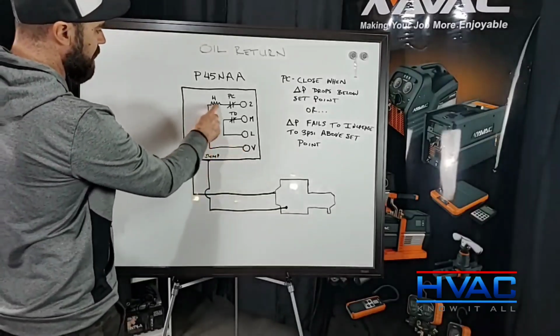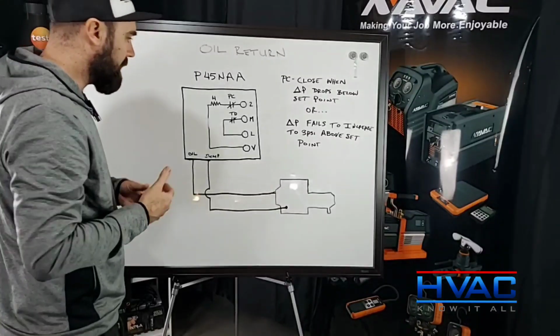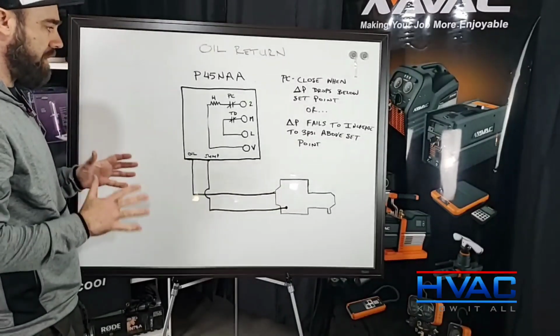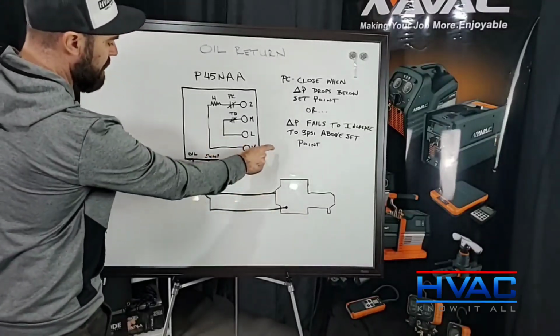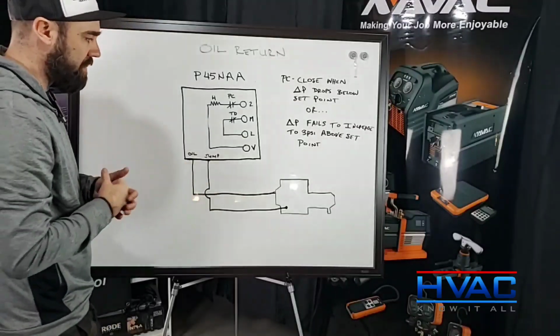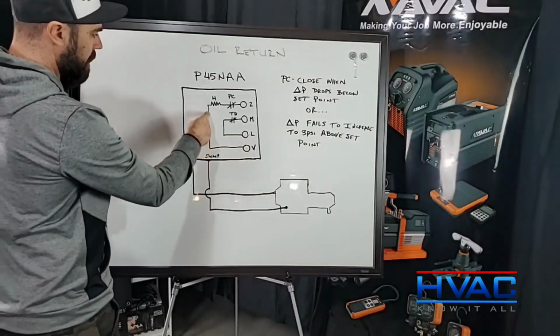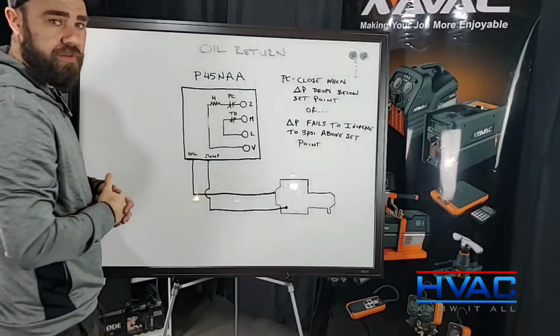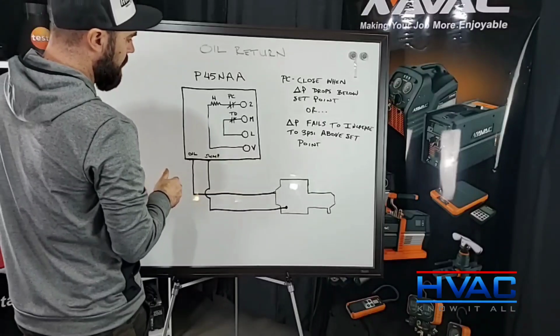Okay, and there's a time delay circuit here that if we do not build enough pressure in time, our compressor will shut down. So while our compressor is ramping up, is starting to run, this circuit here comes into play when the contactor closes. The contactor closes, the compressor is running, power to the heater. That heater starts the time delay sequence.